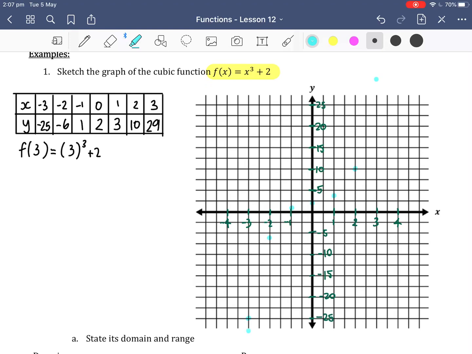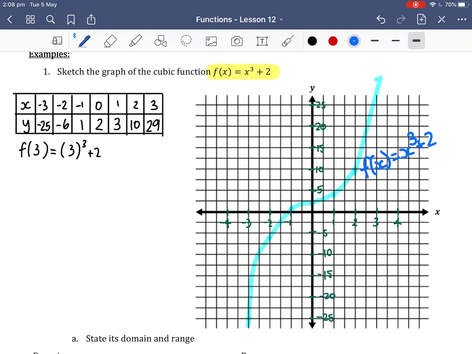So now we just want to connect our dots up in the shape of a cubic. And there we have it. Now we just want to write the equation of our cubic on our line. So we would write f(x) = x cubed + 2.